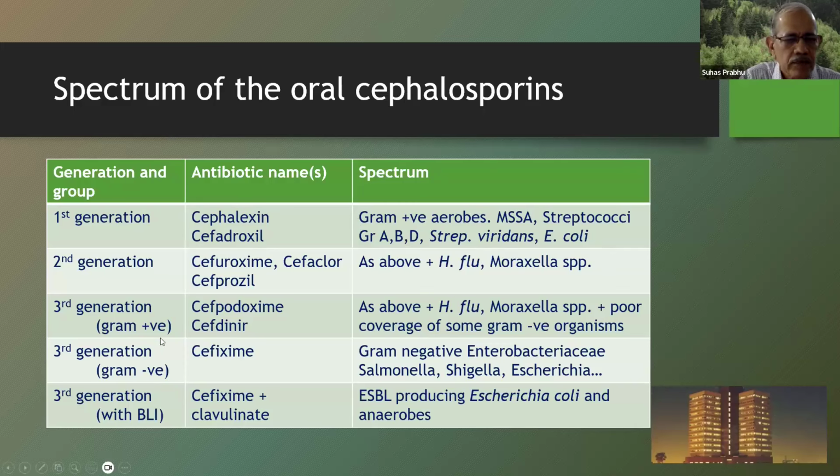The third generation ones are divided into two types. One that primarily cover gram-positive organisms, that is your cefpodoxime and cefdinir. They cover, of course, all the ones that are covered by first and second generation. And these, the cefpodoxime and cefdinir, also have some coverage of other gram-negative organisms besides H. flu and moraxella, but that's a poor coverage. If you really want to cover gram-negative organisms with a third-generation cephalosporin, like from Enterobacteriaceae group, like Salmonella, Shigella, then you need a predominantly gram-negative third-generation cephalosporin like cefixime.